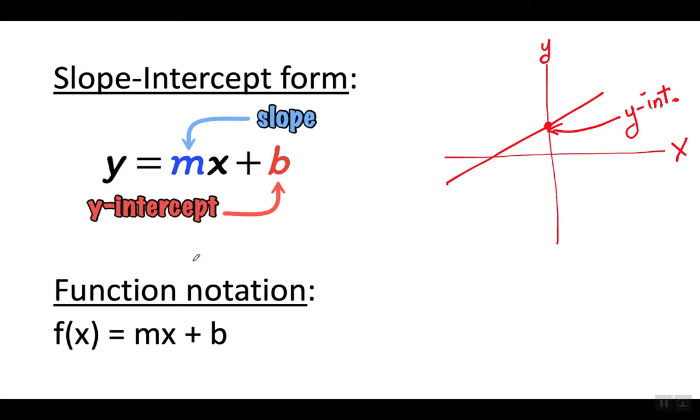But for all the answers today, you're going to be writing your answers in slope-intercept form, but using function notation, which means everything's going to look exactly like it does here, except instead of writing the letter y, you're going to write f of x. You write f parentheses x, and you read that as f of x. F of x equals mx plus b. This is how you're going to write all your answers today.